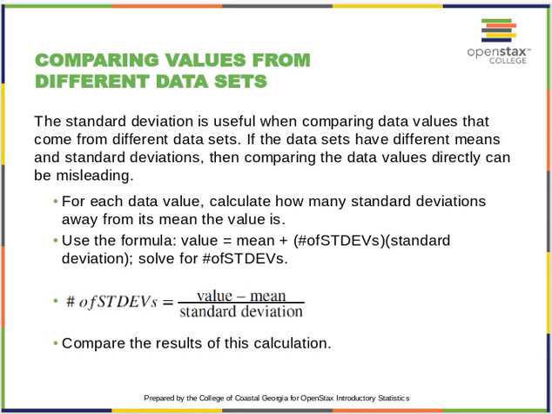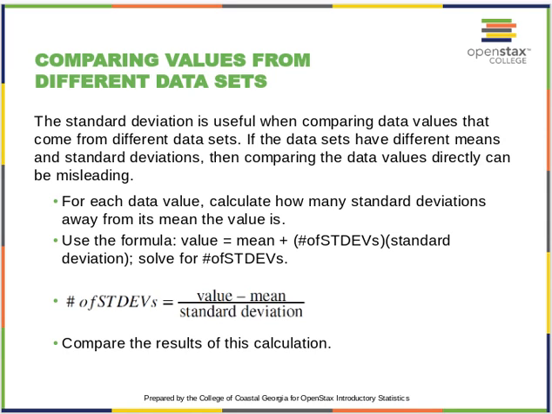But once we understand that a standard deviation is a measure of the dispersion of data, we can start to evaluate the data a little farther and compare different data sets, which is getting more and more towards that inferential statistic piece. So the formula they use here is: the number of standard deviations is equal to the value minus the mean over the standard deviation. So this value is each individual value.